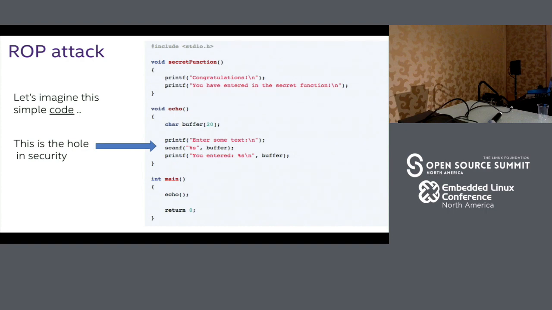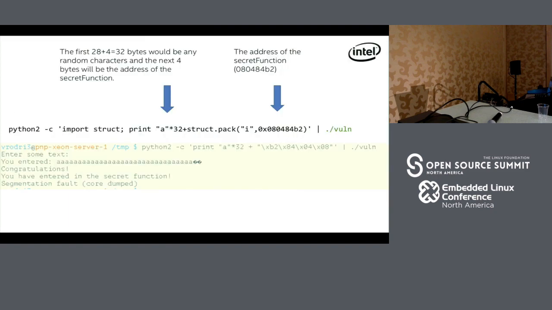So we have a scanf into a buffer whose size is 20. Yes, good. But with scanf, by the way, when you compile, the compiler by itself says, please don't use this. I mean, there are better ways to read from user space than scanf. This is a call to security, an entire hole in security, right? And we will see why, for some of the audience who have never seen an ROP attack.